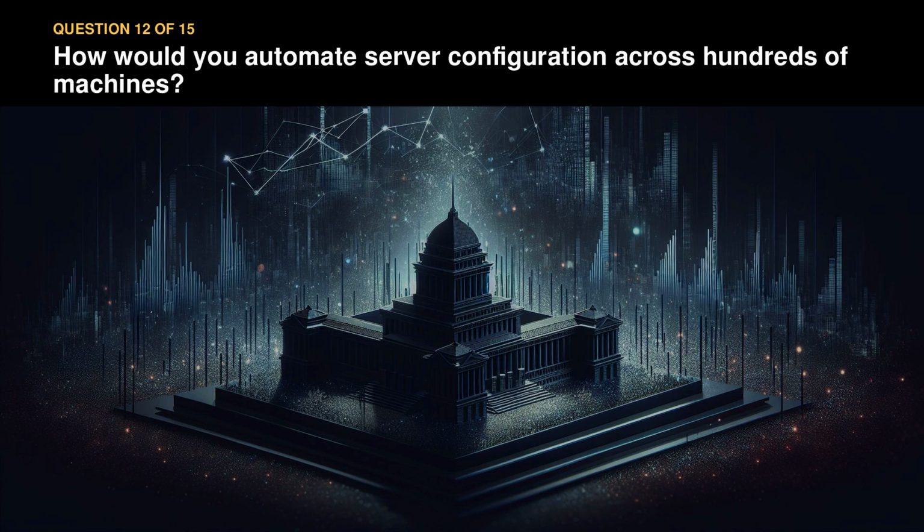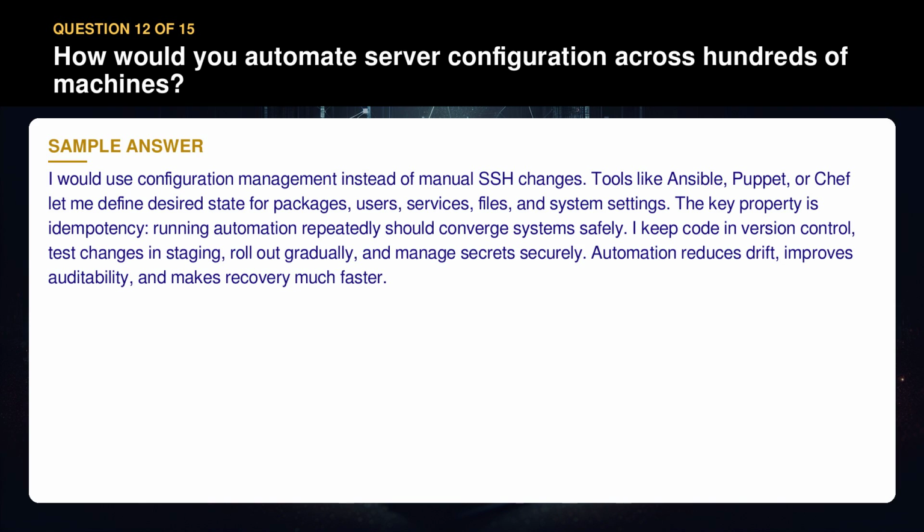Question 12. How would you automate server configuration across hundreds of machines? I would use configuration management instead of manual SSH changes. Tools like Ansible, Puppet, or Chef let me define desired state for packages, users, services, files, and system settings. The key property is idempotency. Running automation repeatedly should converge systems safely.